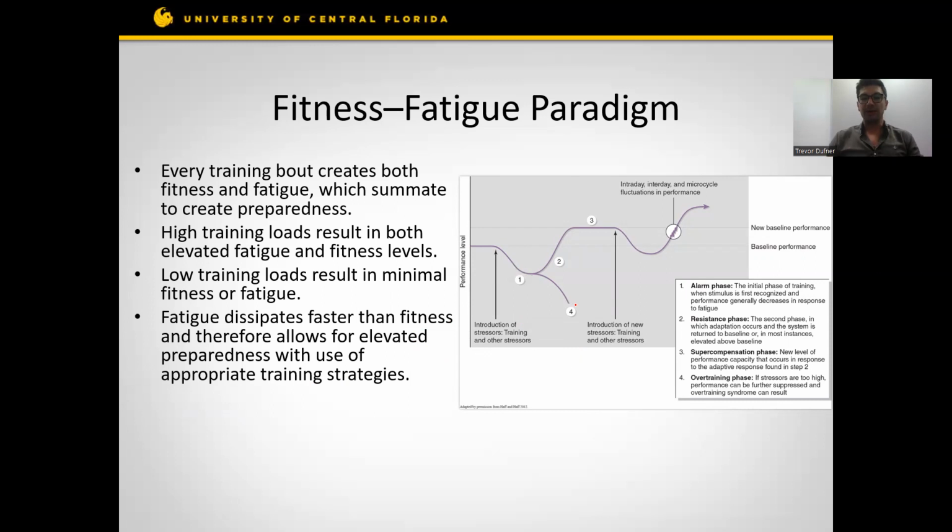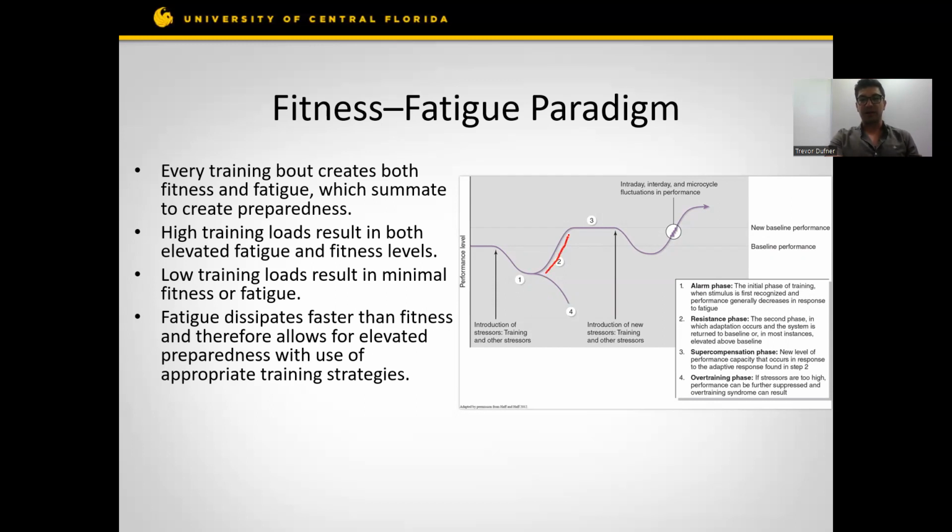So your ability to, excuse me, I said that wrong. Fitness has nothing to do with your ability to complete a load. And fatigue is going to go away much more quickly. So we have this drop, and then you have this recovery phase here.